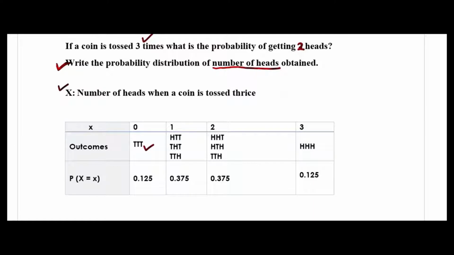It's not new. X takes a value 0. That means what? X is the number of heads. No head here. 3 heads here. And if you count 1 head, you got a head here, and here. 2 heads here, here, and here. If you find the probability, you will get 0.125. If you see all the cases, it's 1 out of 8, that is 0.125, 3 out of 8, that is 0.375, 3 out of 8, that is 0.375, 1 out of 8, that is 0.125. These are all the probabilities.